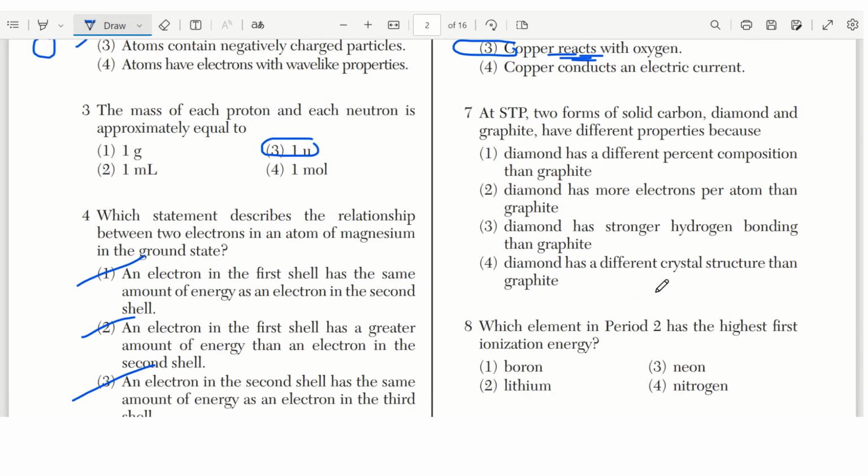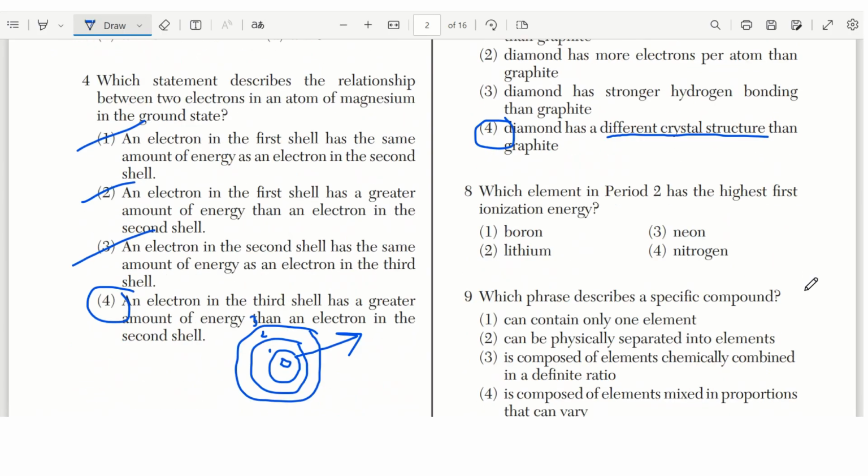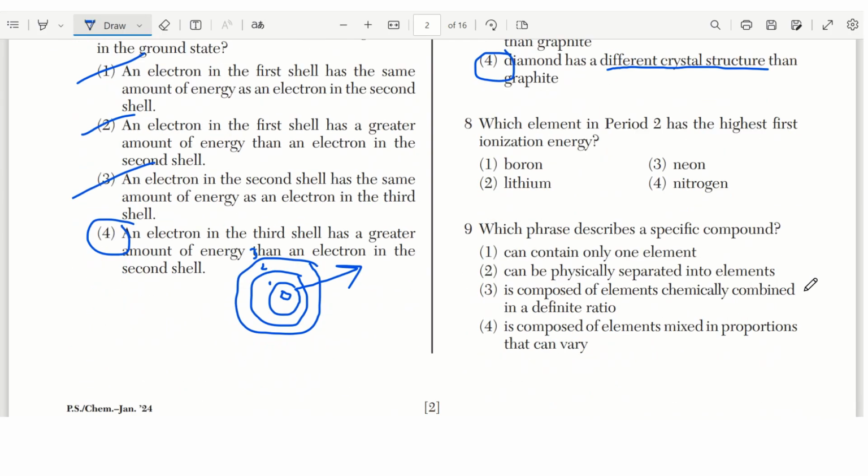Number 7, at STP, two forms of solid carbon, diamond and graphite, have different properties because. Why do they have different properties? Why does anything ever have different properties? Because they have a different structure. Different properties result from different structures. Period. End of story. Always the answer.